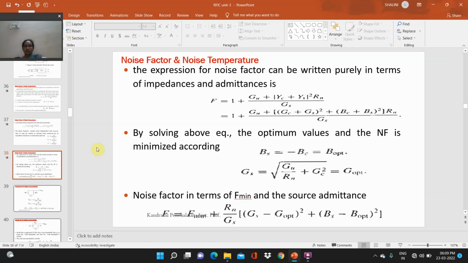By solving the above equation, the optimum values at which the noise factor is minimized are obtained. B_s is equal to minus B_c is equal to B_opt, and G_s is equal to square root of G_n by R_n plus G_c square, which is equal to G_opt. The noise factor in terms of F_min and the source admittance is F is equal to F_min plus R_n by G_s into (G_s minus G_opt) whole square plus (B_s minus B_opt) whole square.